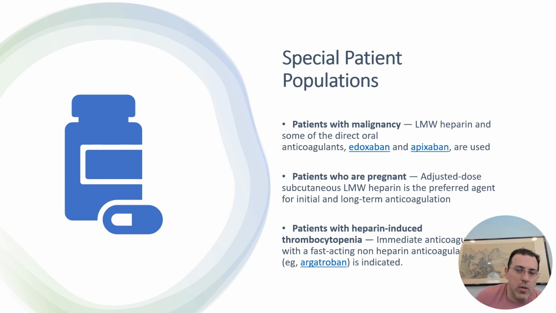So briefly, just to mention some special patient populations, if an individual has malignancy, then instead of regular heparin, we would more consider low molecular weight heparin and some of the DOACs. If an individual is pregnant, then that's when we consider our low molecular weight heparin. And if an individual has, say, heparin-induced thrombocytopenia, that's when we're going to look at our fast-acting non-heparin anticoagulants, really largely our argatroban.